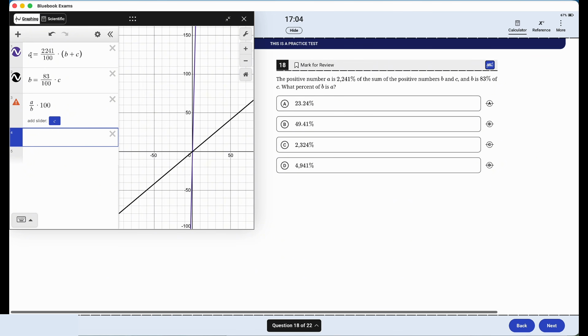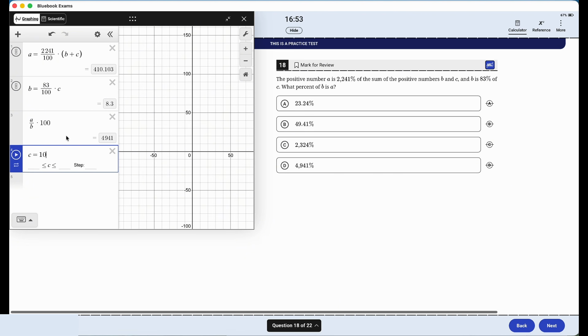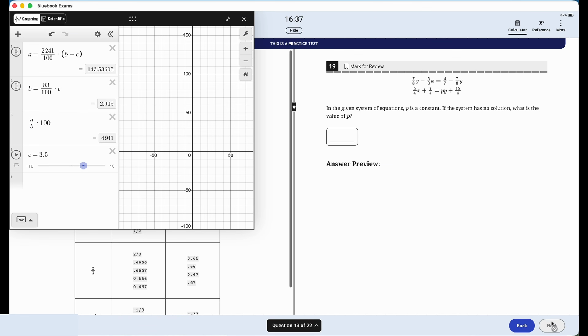You'll see it pop up because you have to understand these dependencies now, right? To get A, you would need to know what B and C are. To get B, you would need to know what C is. So I just need to tell it what C is, and it's going to calculate B, then calculate A, and then give me my answer. 4,941%. And watch this, if I change the value of C, these numbers change, but the final answer doesn't change, because it doesn't really matter what A, B, C are as long as we have the right relationships.